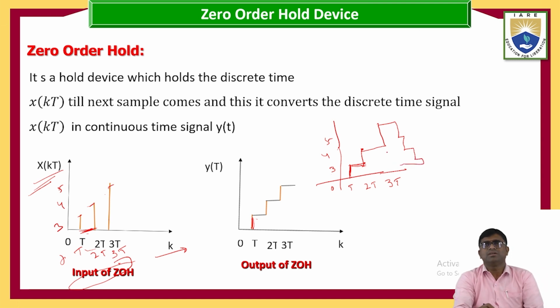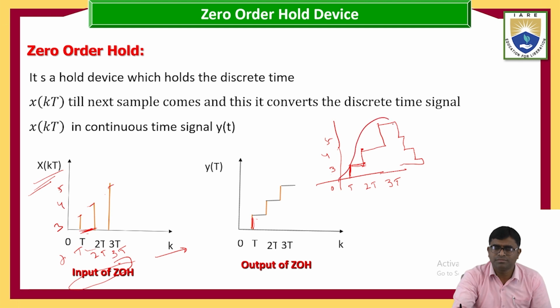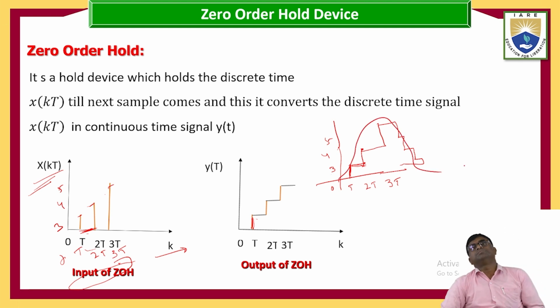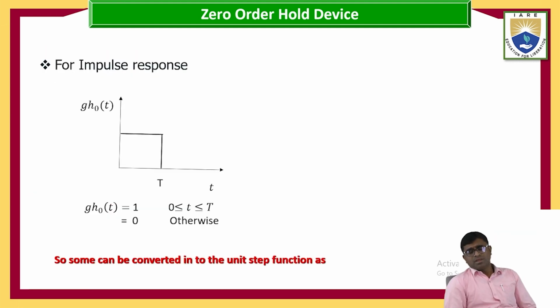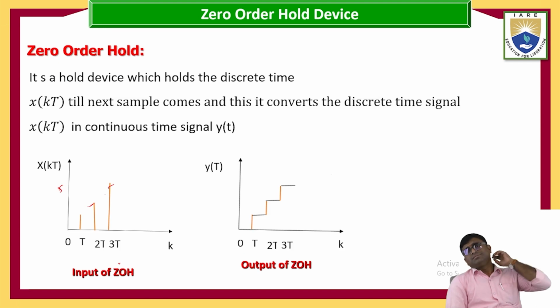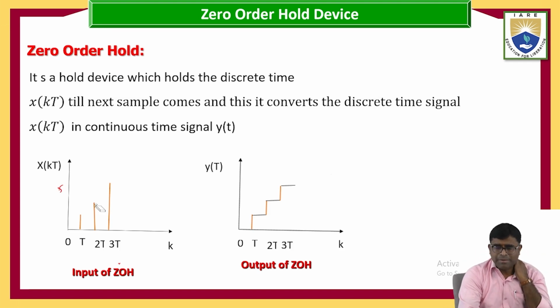Like this. If you add in this one, an analog signal is coming. This is the zero-order hold device.